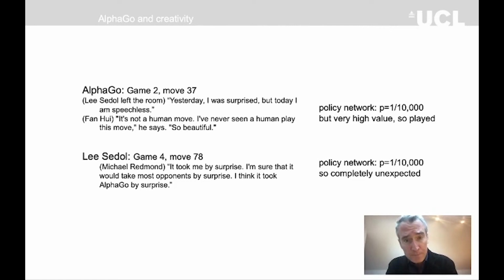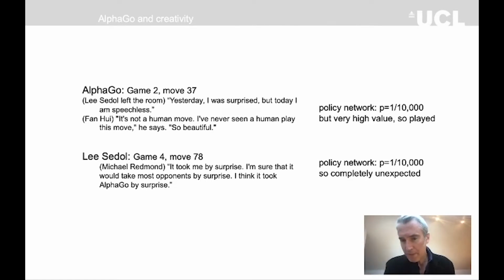But AlphaGo played its move, number 37, because the value network said it was such a high value. Of course, Lee Sedol's move as well was also completely unexpected in this policy network. So in both cases, what we have here seems to be almost a contradiction. Something's very, very rare, but also something of high value.